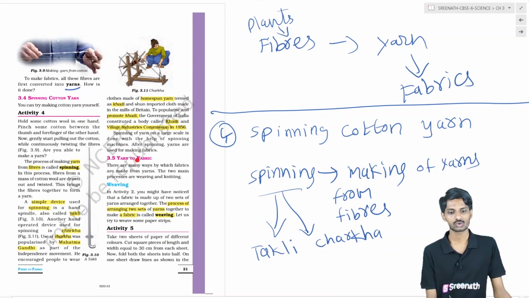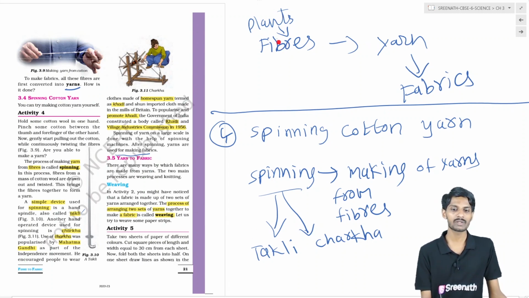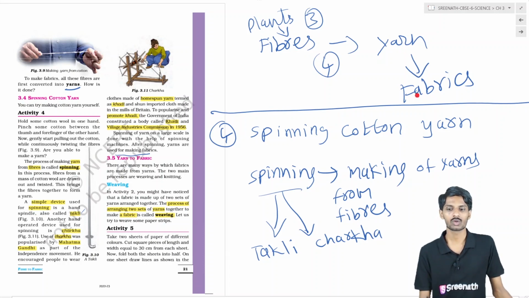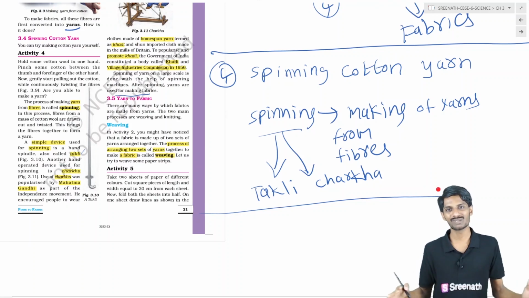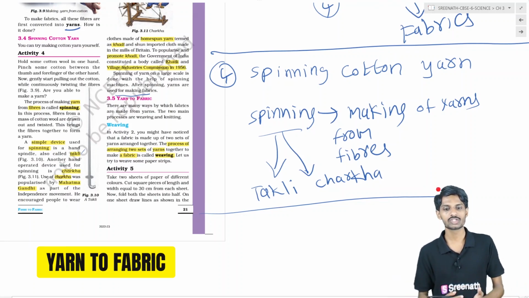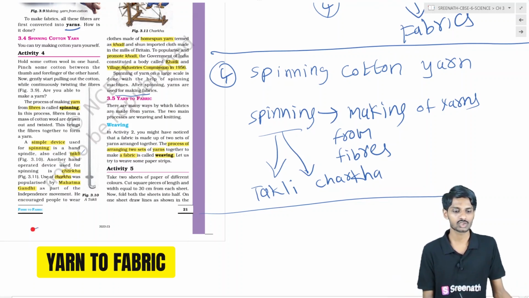Okay students, after spinning, yarns are formed, and these yarns are used for making fabrics. So we have completed the third topic, from plants to fibers, and the fourth topic, from fibers to yarn. Now yarn to fabric we are going to complete in the fifth topic. Our fourth topic is completed, students. Now we are going to learn how to make fabric from yarn.